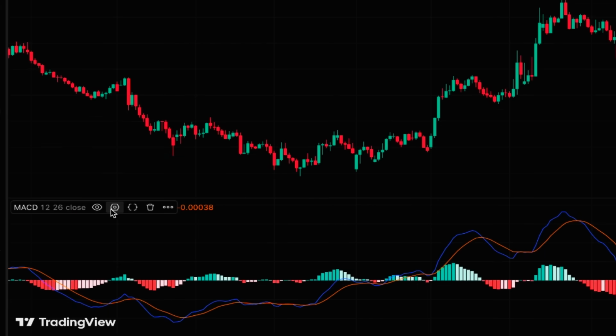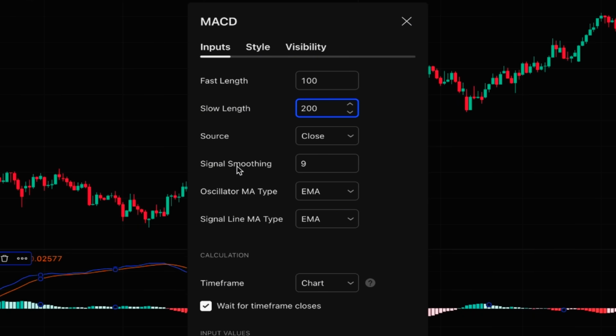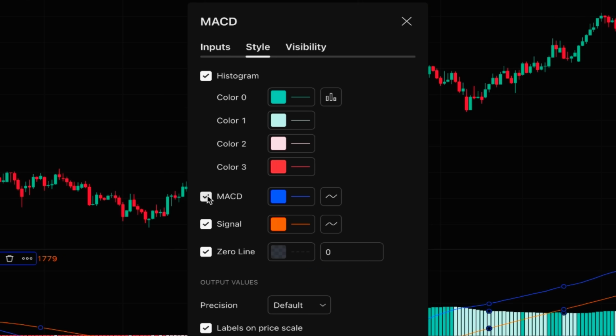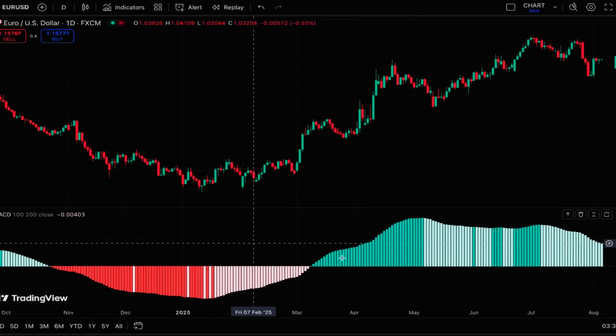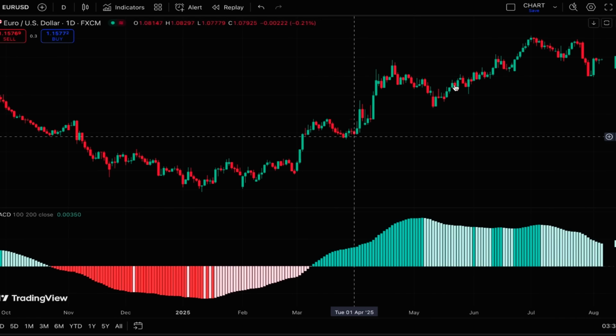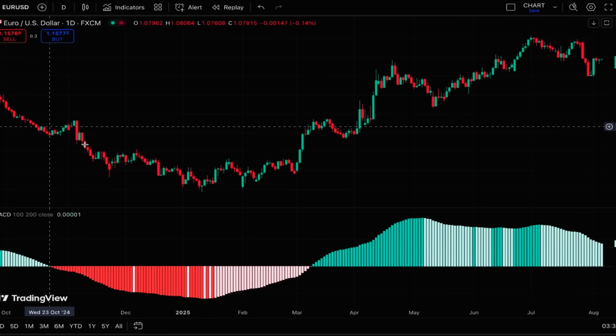So we go to the settings of MACD, and here for the fast length we set it at 100, for the slow length we set it at 200, and here for signal smoothing we set it at 50, and then here in the style tab we remove the MACD line and signal line because we will only use the histogram. When the histogram is above the center line and green, the price is trending up, and when the histogram is below the center line and red, the market is trending down.